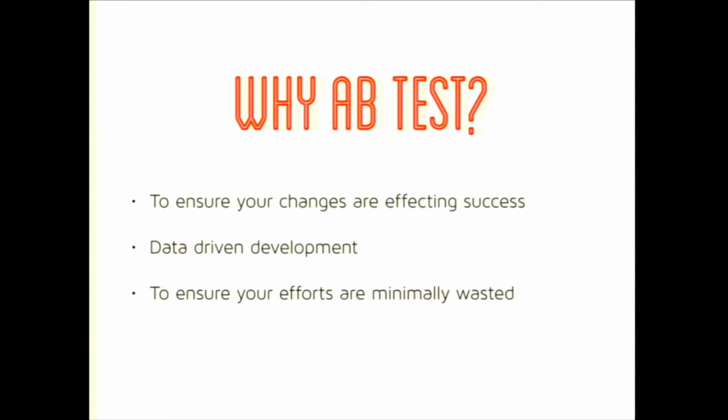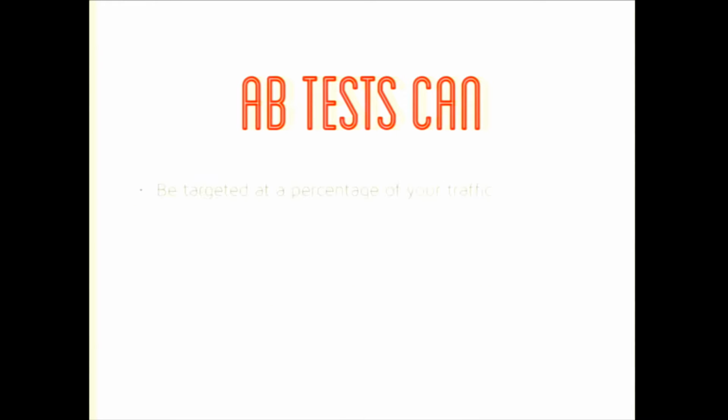A/B tests can be targeted at a percentage of your traffic. If anyone has ever used a feature flag where you turn on a feature for 10% of your audience, an A/B test sort of works on a similar pattern, where you can test a redesign or a new feature against 10% of your audience and see what that impact is on your user base, right? So you can turn it on for, let's say, 30% of your audience, see what happens, see if it's a good improvement, see if it's a bad improvement, and sort of roll back depending on whether you need to.